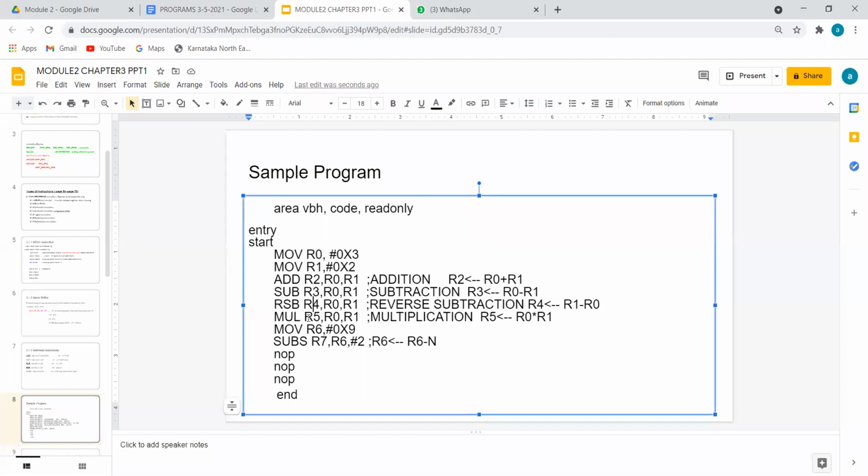Then we have seen multiplication, R0 into R1, 2 into 3 or 3 into 2, which will give an answer of 6. Then comes R6, where I have loaded a new value called 9. R6 subtracted by 2, 9 minus 2, is 7. That value will be loaded onto R7.